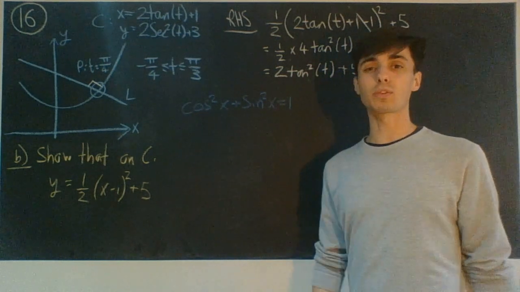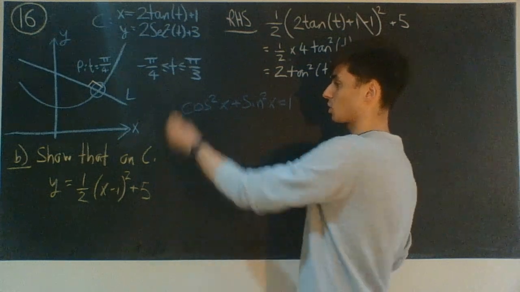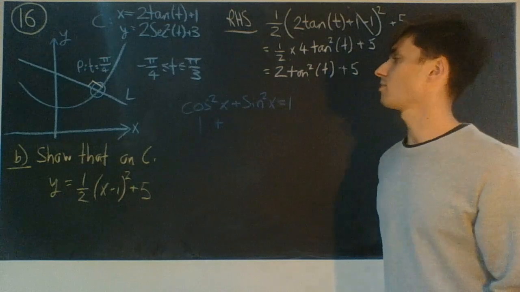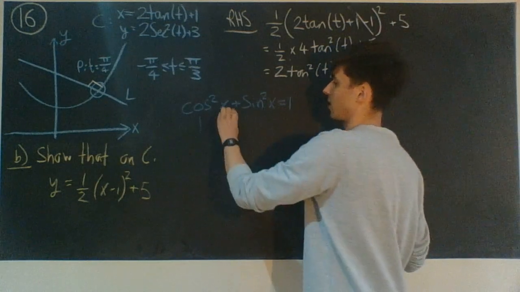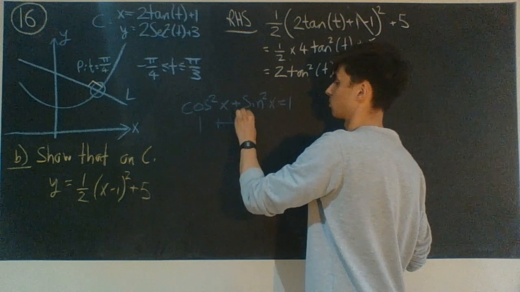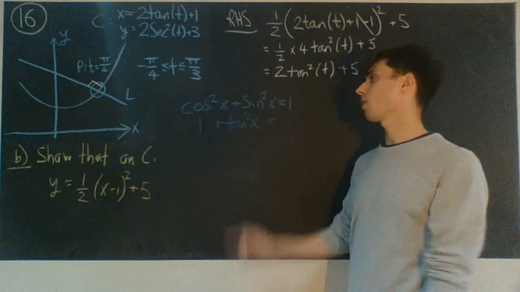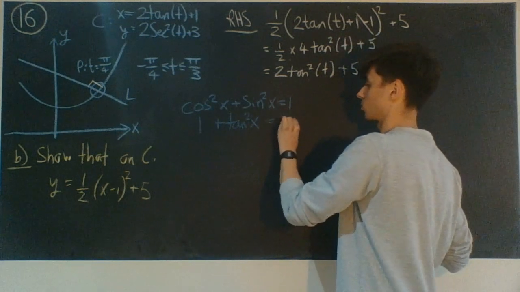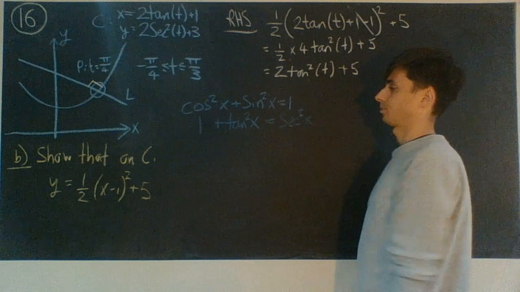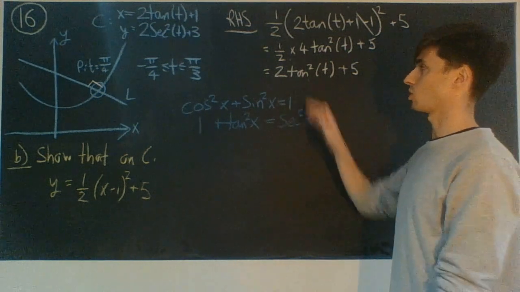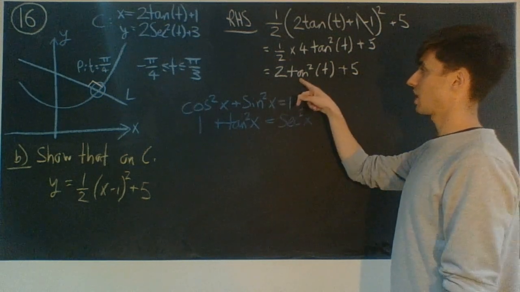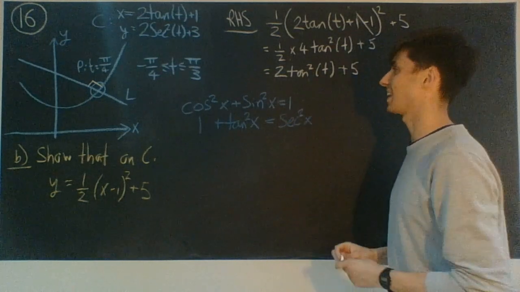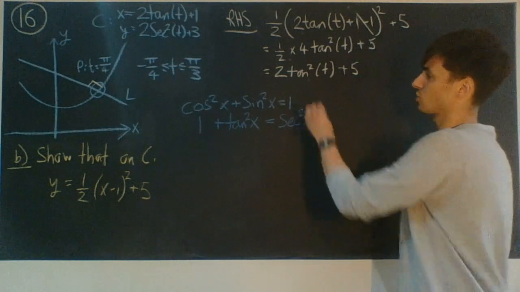We should divide everything through by cos squared x. So when we divide cos squared by cos squared x, we're just left with 1. When we divide sine squared x by cos squared x, we get tan squared x. And when we divide 1 by cos squared x, we're left with sec squared x. Well, this is the identity that we want to use, isn't it? We would like to use tan squared x is sec squared x minus 1, or sec squared t in this case. Let's actually do that then.